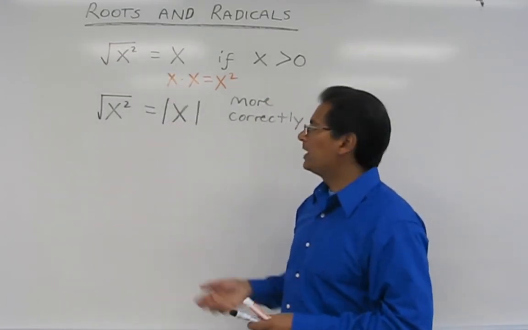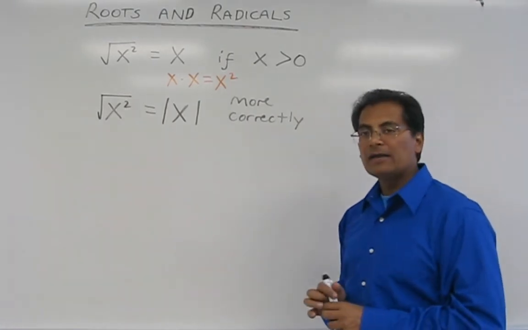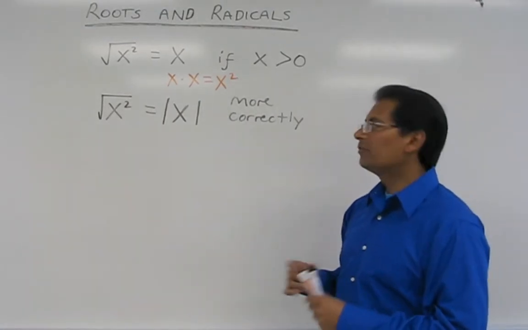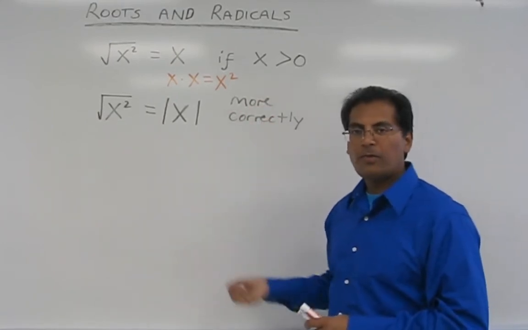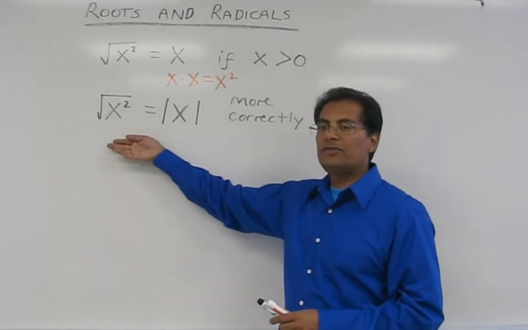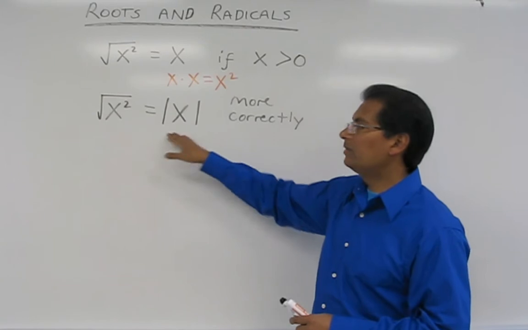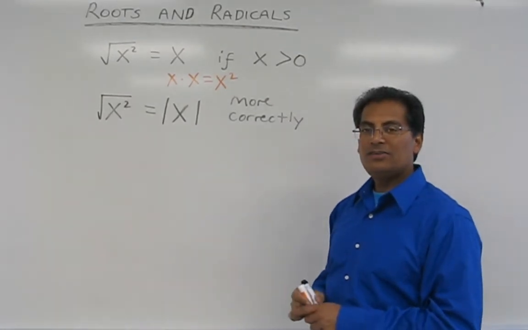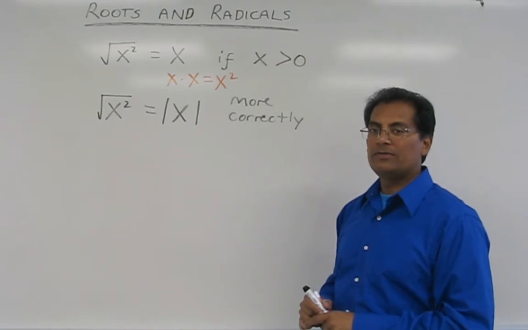So to be more correct, we should actually say the square root of x squared is the absolute value of x. Now, most of the time in this chapter, we're going to assume that x is positive, or y is positive, or z is positive. But this is the more correct equation, if you like. The square root of x squared is always the absolute value of x, just to take care in case x were negative. Let's take some more examples of this.